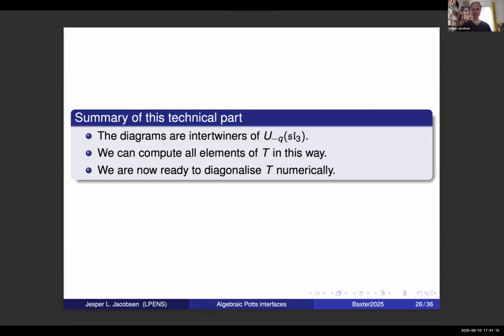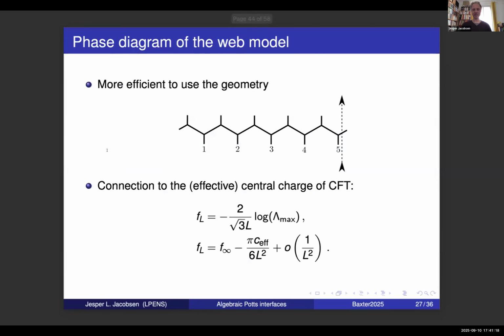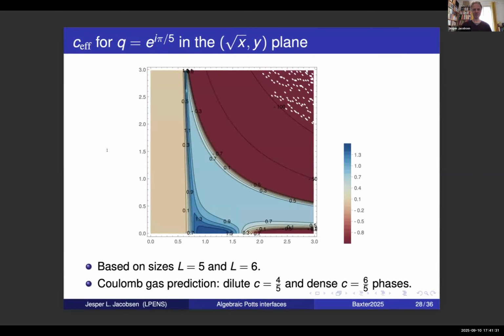So now we have a transfer matrix in this space. We can diagonalize it numerically. We can pick out the finite size effects, notably on the second line here, we can pick out the central charge of the model. And if I do this for a not so large system size, because the local Hilbert space is rather big, and if I take a particular value of q, e to the i pi over 5, for example, just to have something, then in the space of the 2 local parameters, x and y, I'm going to get this contour plot of the central charge.